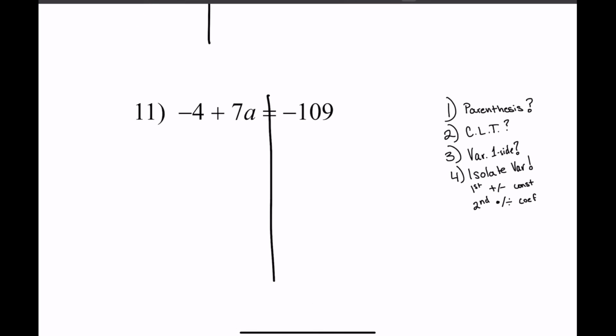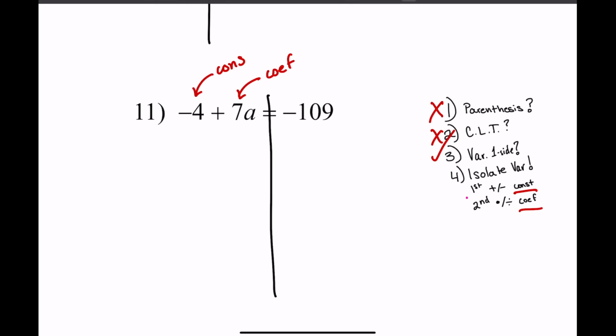Number 11 here. Let's go through our list, looking at our variable side. There's no parentheses. We can't combine like terms. The variable is totally on one side. Now we've got to find our constant and coefficient. So looking at our variable side, the constant is negative 4. That's only the best friend with our variable. But the coefficient is the number attached, which is the boyfriend of the variable, or the girlfriend, sorry.